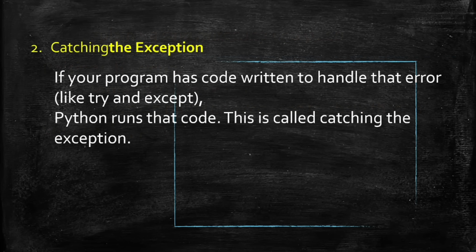So what is the meaning of catching an exception? If your program has handler code, and a handler means a try and except block, then it will handle the exception, and that is called catching the exception. So that piece of code will run to catch the exception, that is called handling the exception. Clear? So this is the answer for this question.